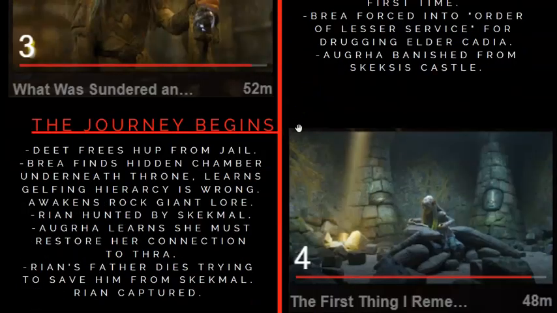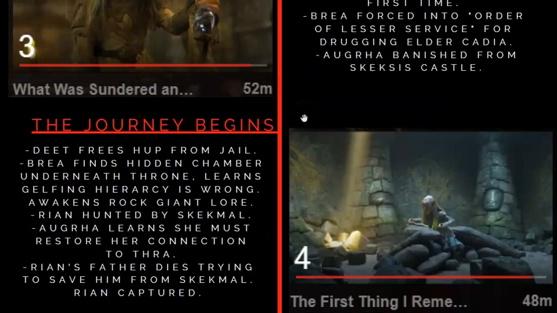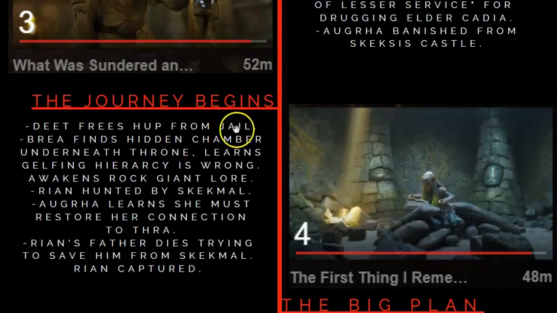This is the second sequence in Act 2. The journey begins. So Deet frees Hup from jail, basically by dressing herself up in a bunch of plants and making herself look freaky and flying around because she can fly. Bria uncovers a hidden chamber underneath the throne, the Almadra throne, and learns that the Gelfling hierarchy is always wrong. And she awakens a rock giant named Lore.